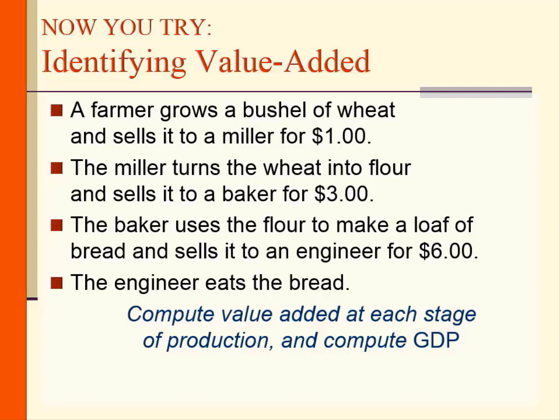So at the first stage, the farmer's value added is $1. And at the second stage, the miller's value added is $2. And at the third stage, the baker's value added is $3. And you can get the GDP when you sum all these three stages of value added. That is, $1 plus $2 plus $3 will give you $6, which is apparently equal to the final price of the bread. So one lesson you can get is this. The GDP should equal the value of the final goods, and that should also equal the sum of the value added at all stages of production.